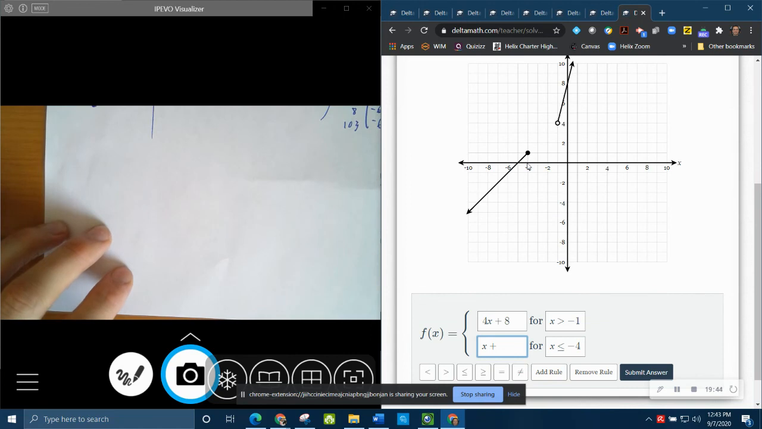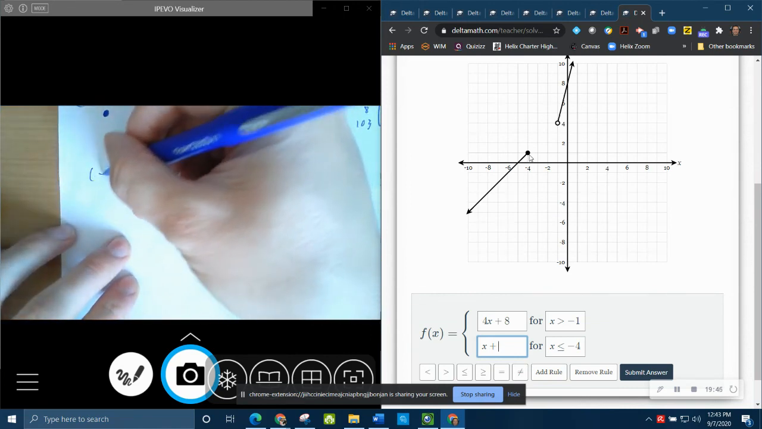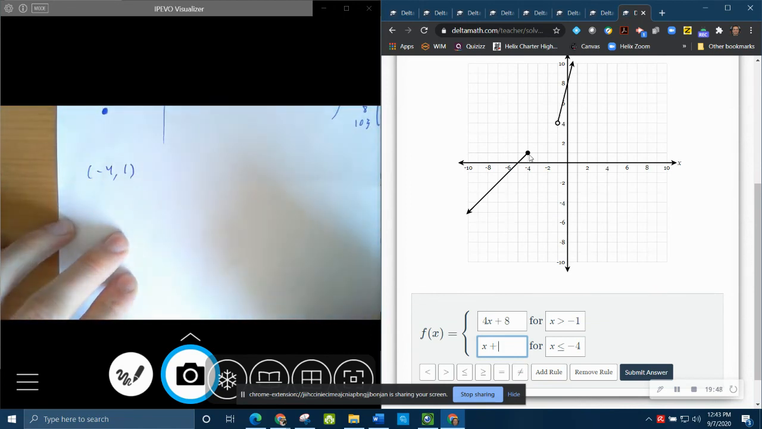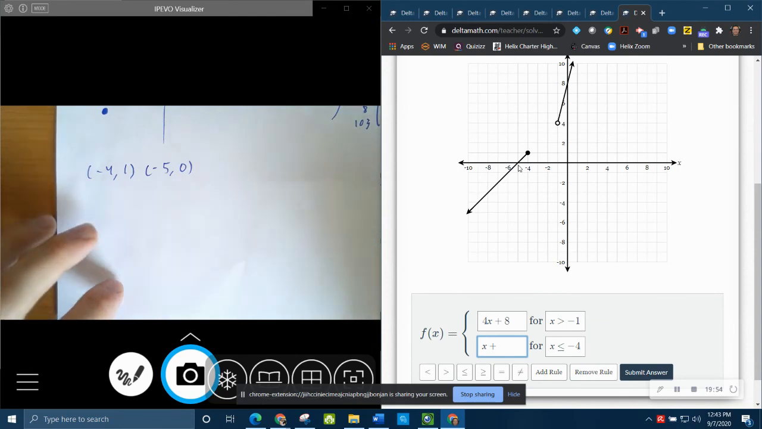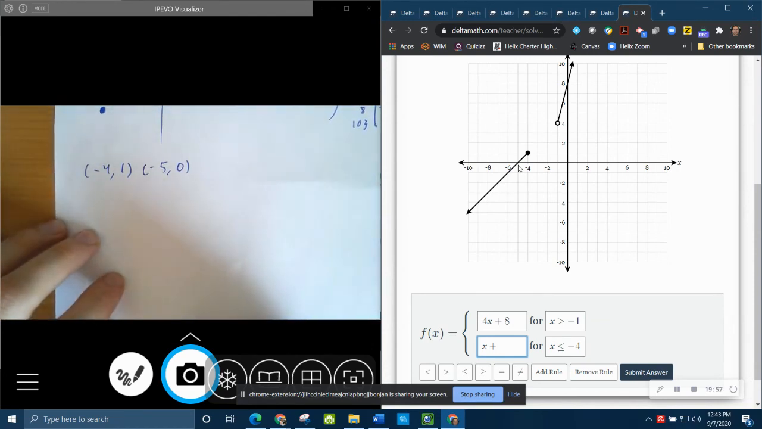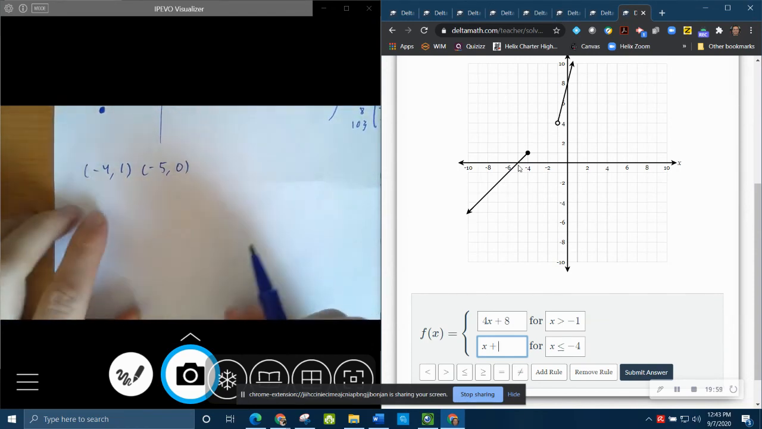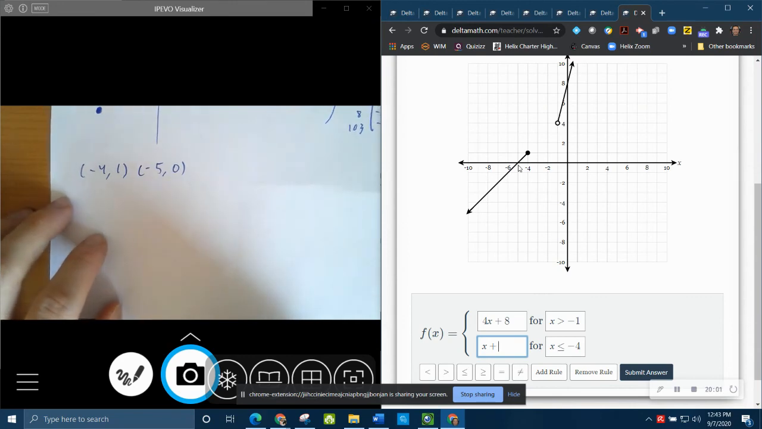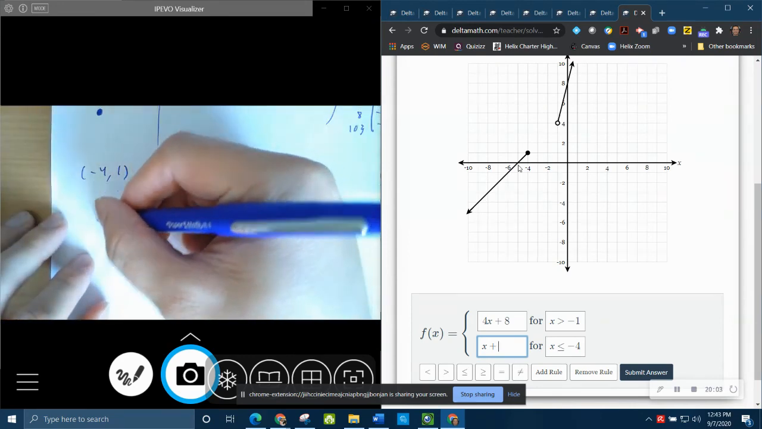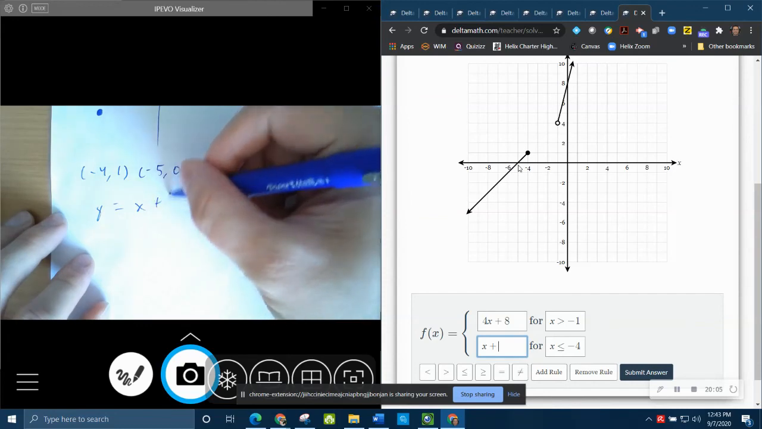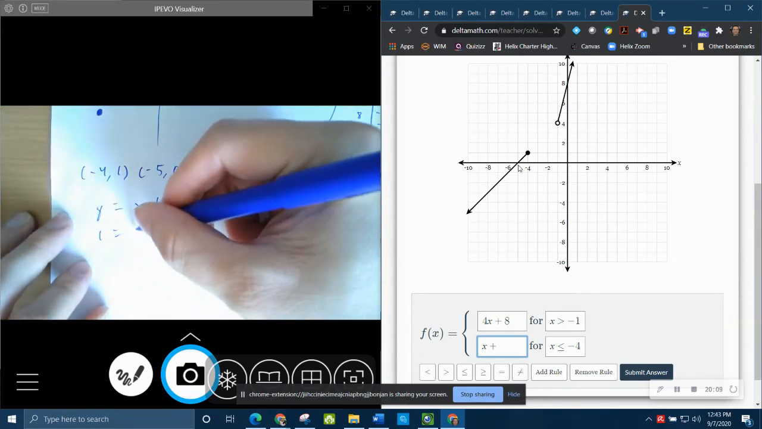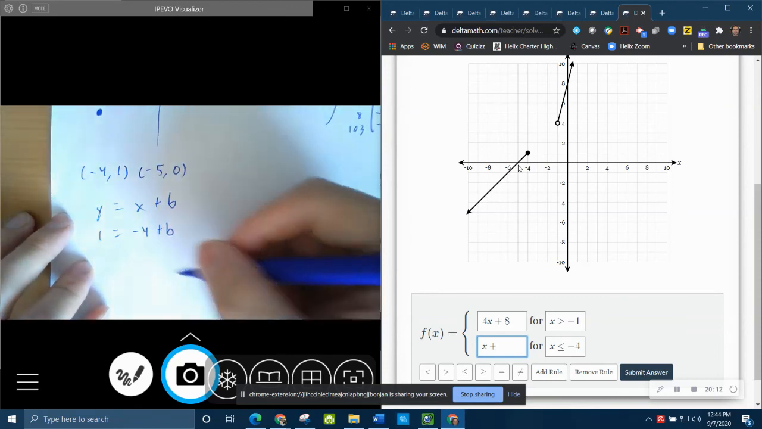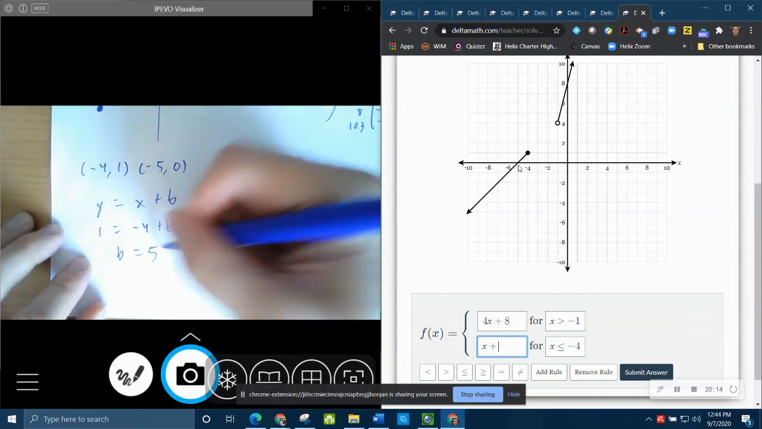You could look at this and you could say, all right, I've got a point at -4, 1. And then I've got this point at negative 5, 0. If you weren't sure about the slope, you could find the slope right there if you wanted to, y over x. You could solve for b here. You could say, all right, I've got y equals x plus b. Plug in one of these points right here. 1 equals negative 4 plus b. And so b equals 5.